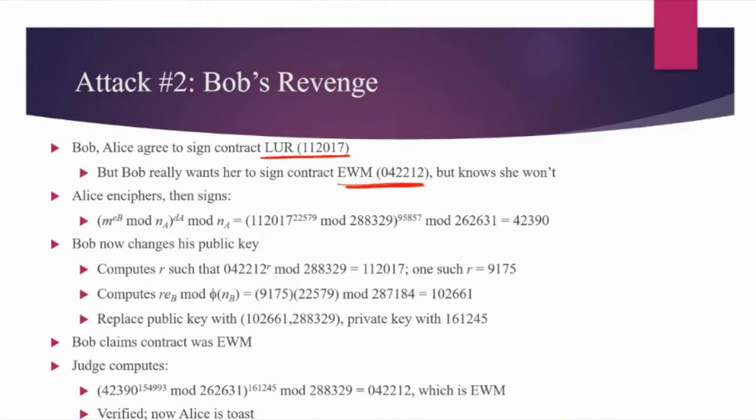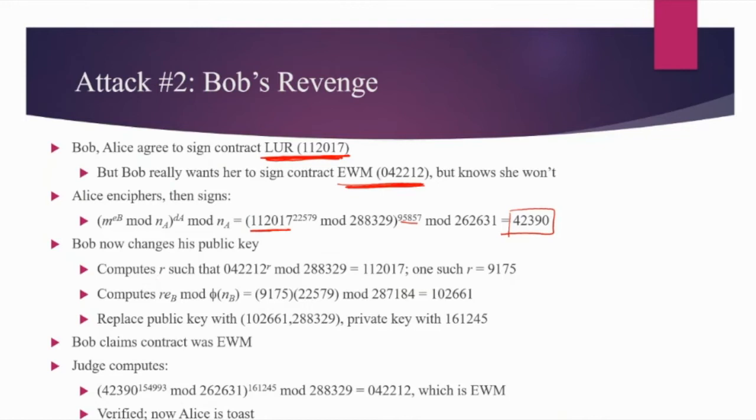Now see how Alice will be forged. Bob sent this particular message for signing to Alice. Alice took this message and signed it. How did she sign it? She encrypted the message using Bob's public key, and then she put the signature by her private key. And this is the output.